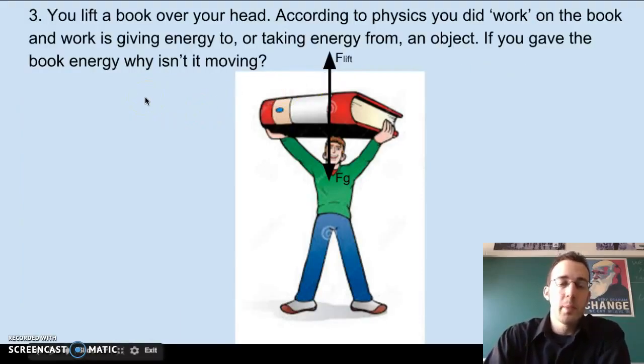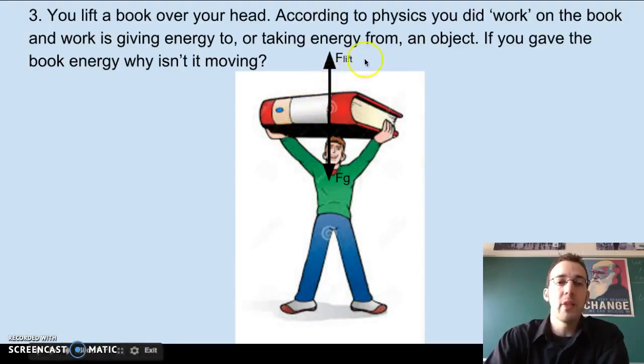Number 3, you lift a book over your head, and according to physics, you did work on the book, and work is giving energy to or taking energy from an object. So if you gave the book energy, why isn't the book moving? Well, the work energy theorem says that the total work, the net work done on an object equals the object's change in kinetic energy. And since the mass isn't changing, it means that it's going to be going faster or going slower if you do net work.